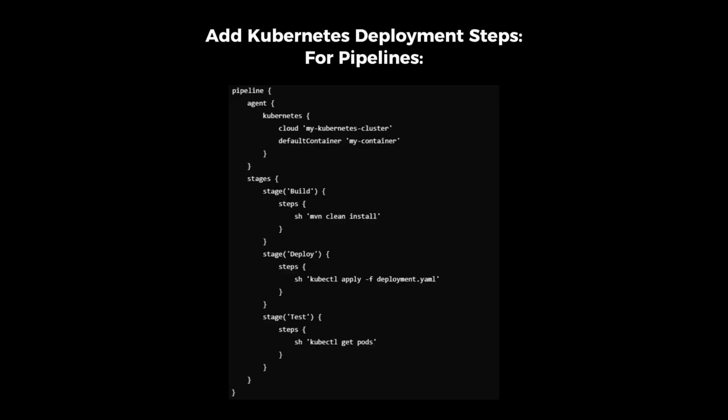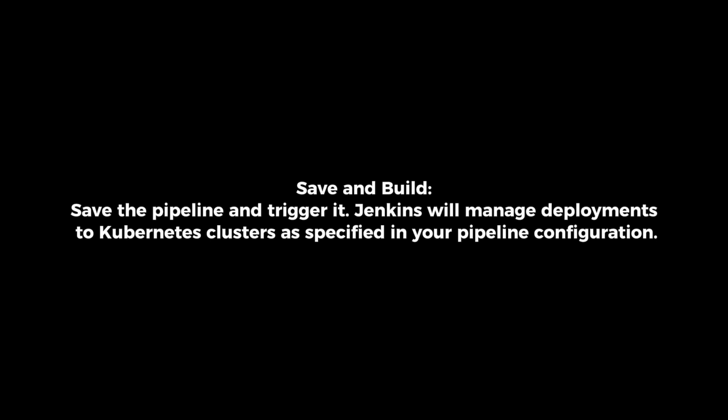Create a Jenkins pipeline job. Create a new pipeline job. Add Kubernetes deployment steps for pipelines. Save and build. Save the pipeline and trigger it. Jenkins will manage deployments to Kubernetes clusters as specified in your pipeline configuration.